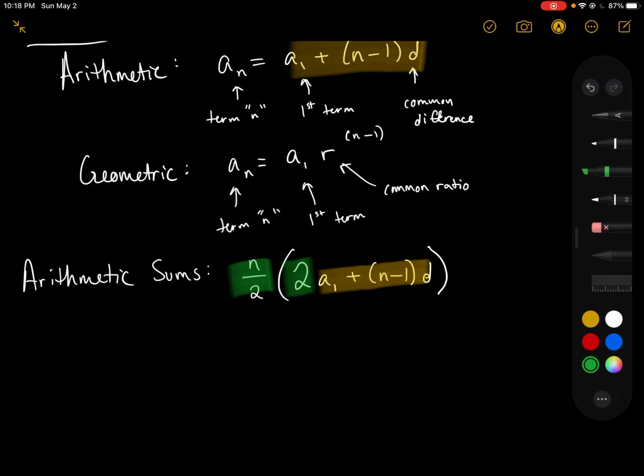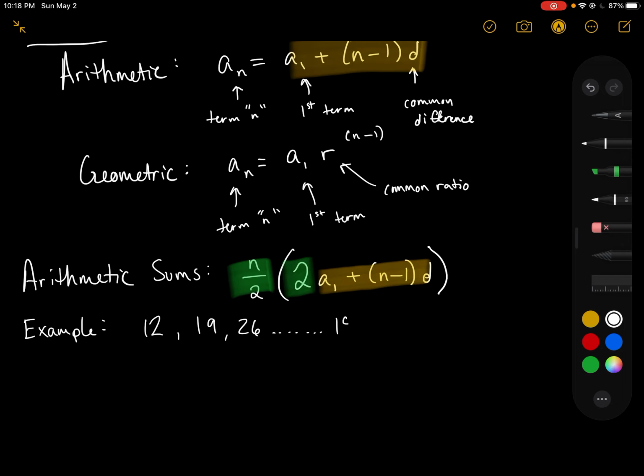So again, it's exactly the same as what we see up here. We're just adding in 2 new things. So what's in green is new, and again, remember that we have parentheses, so don't forget about those, and what's in yellow is what we had before. So this tells us the sum of a sequence.